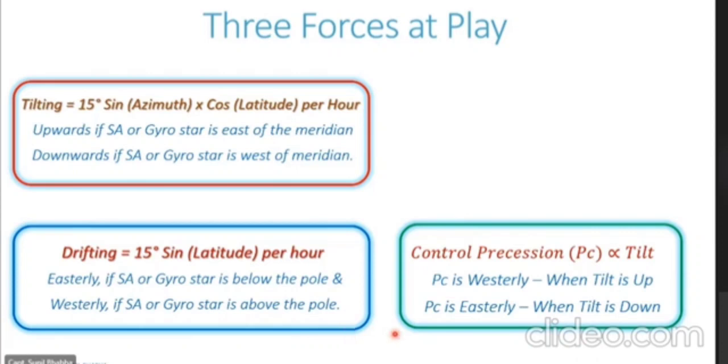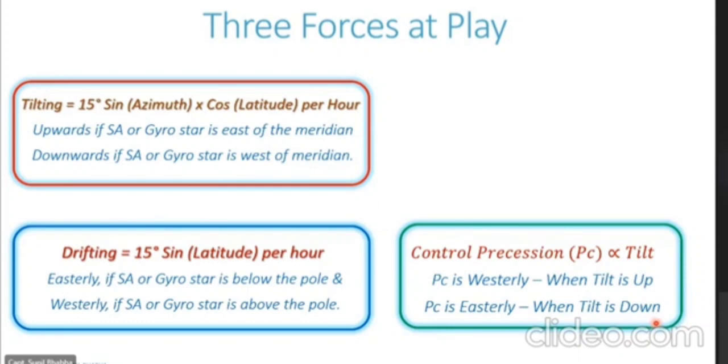The third force which we have introduced in this controlled gyro is the control precession. As we saw in the previous presentation, control precession is directly proportional to tilt. If the tilt is zero, the control precession is zero. As the tilt starts to increase, the control precession also increases. And what is the direction of this control precession? The control precession is westerly whenever the spin axis is tilted upwards above the horizon, and the control precession is easterly whenever the tilt is down.